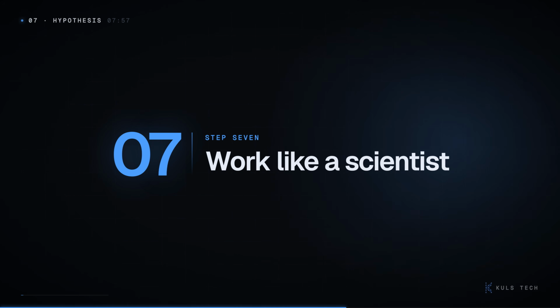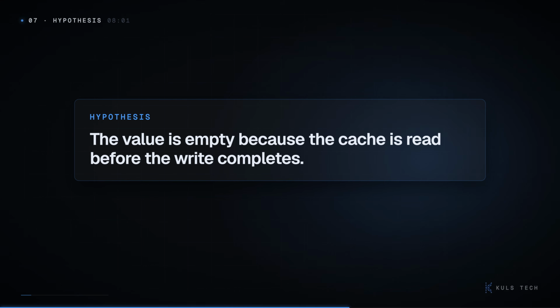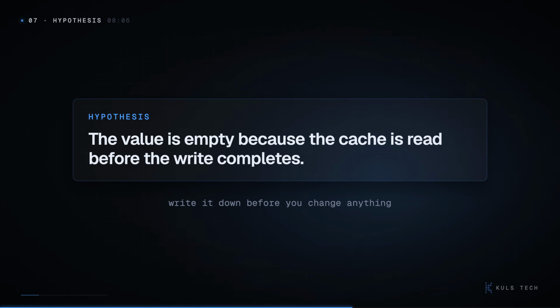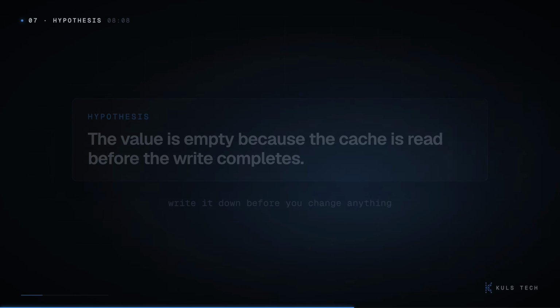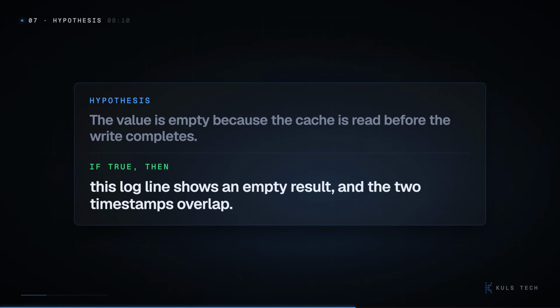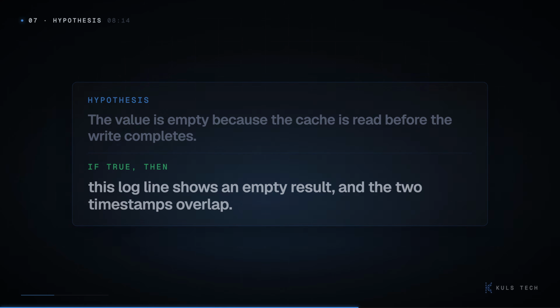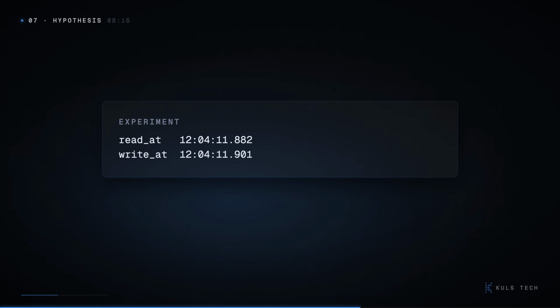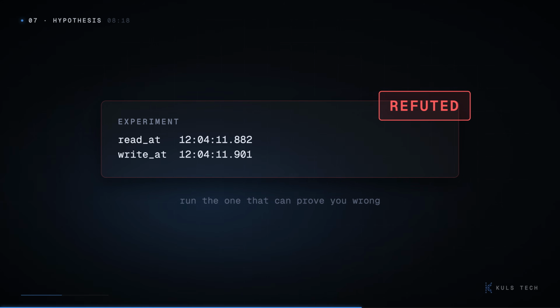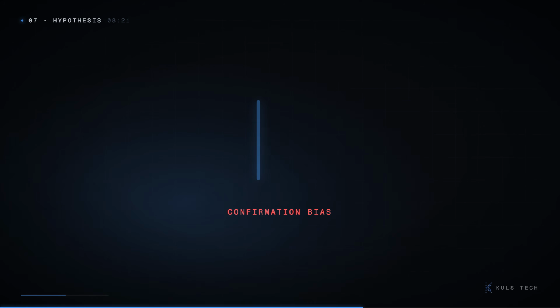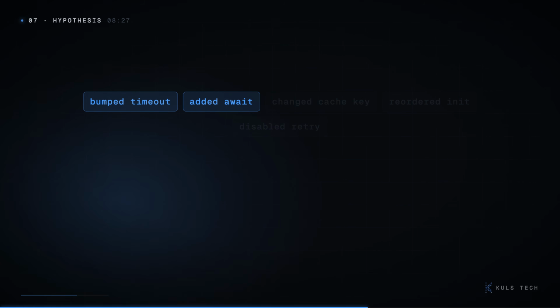Step 7. Work like a scientist, not a mechanic. Before you change anything, write the hypothesis down. This value is empty because the cache is read before the write completes. Then write the prediction. If that's true, this log line shows an empty result and the 2 timestamps overlap. Then run one experiment that can prove you wrong, not one that makes you feel right. Confirmation bias is why smart engineers defend for a day a theory that evidence killed in 10 minutes. Change 1 variable at a time.